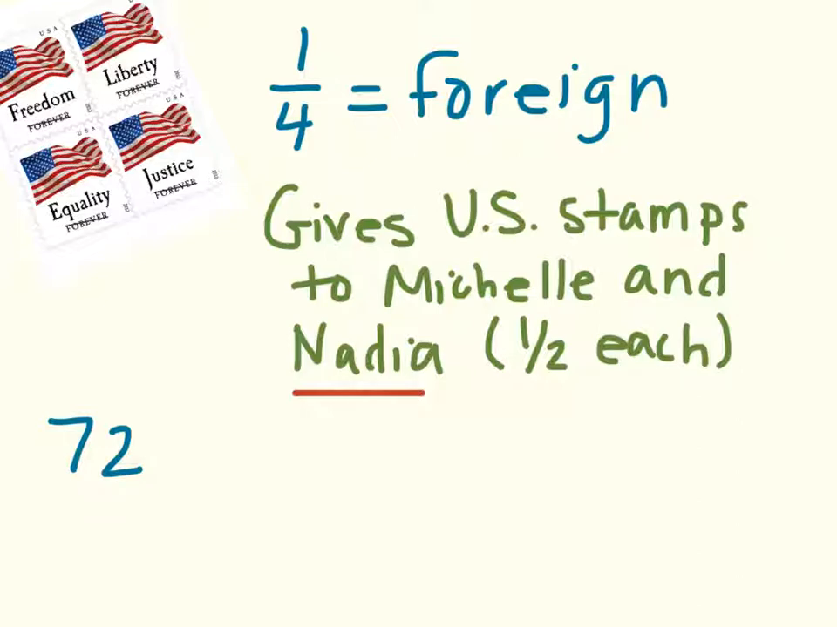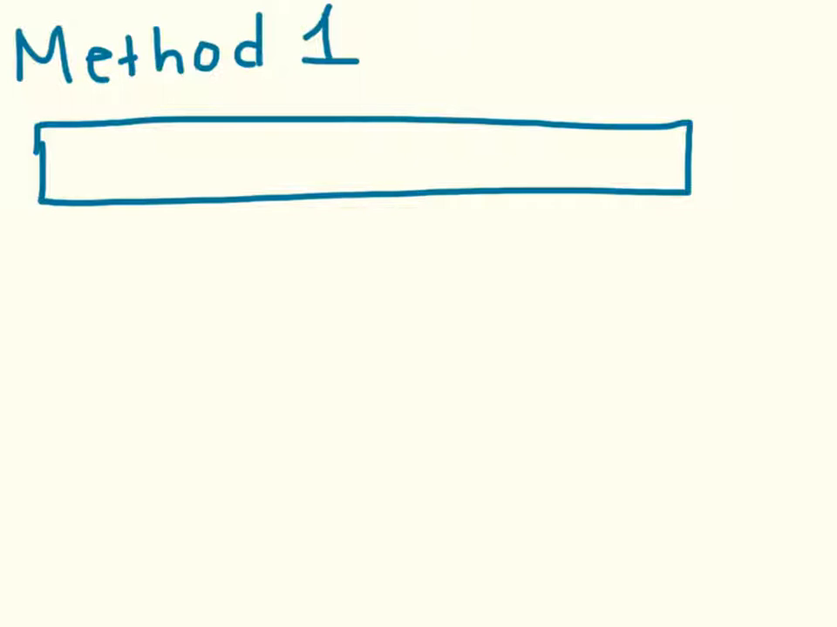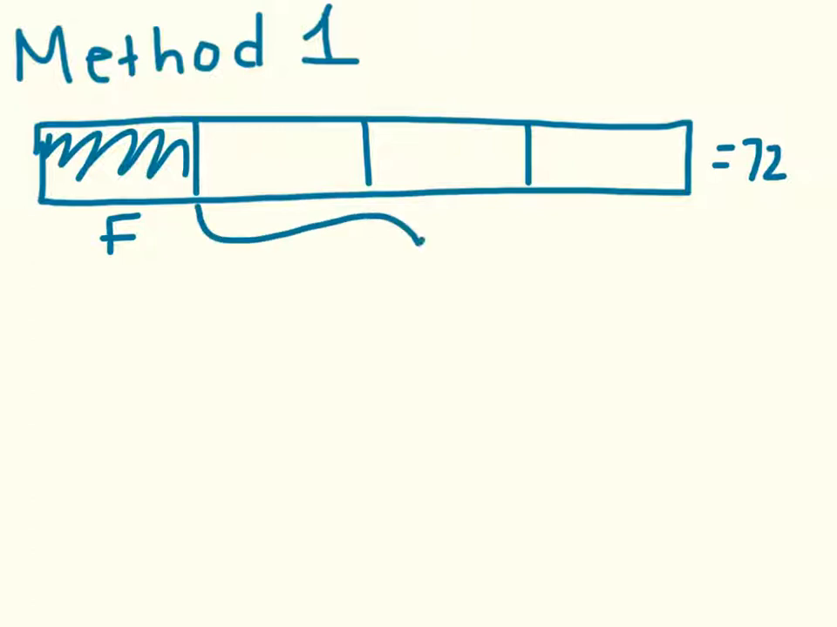There are two different ways we can solve this problem. Let's first use the method that asks us to draw a bar model. In method 1, we begin with a bar that represents the total number of stamps. We know that Lucille has 72 stamps total, and that 1/4 of them are foreign stamps. The rest are U.S. stamps. The next piece of information we have is that Lucille is going to give 1/2 of her U.S. stamps each to Michelle and to Nadia.